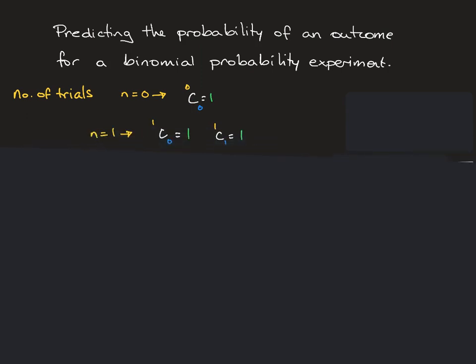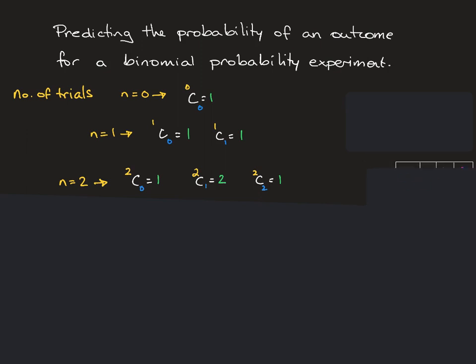But the next one says from 1 trial, what's the probability of not getting an outcome, which is 1, and from 1 trial, what's the probability of getting 1 outcome? Let's look at 2 trials and it will make a bit more sense. So here's our 2 trials, and you can see the patterns from before. 2C0, 2C1, 2C2. Let's have a look at that in conjunction with our probability distribution table over here.